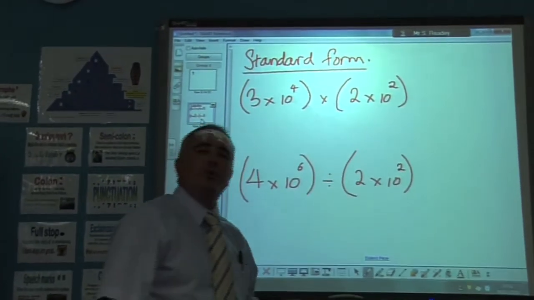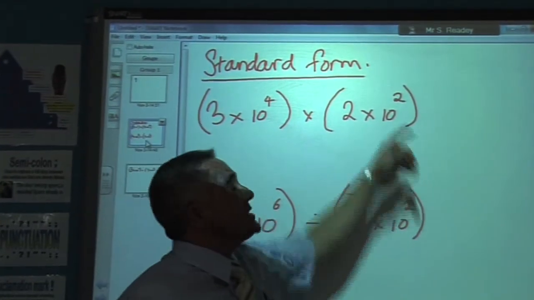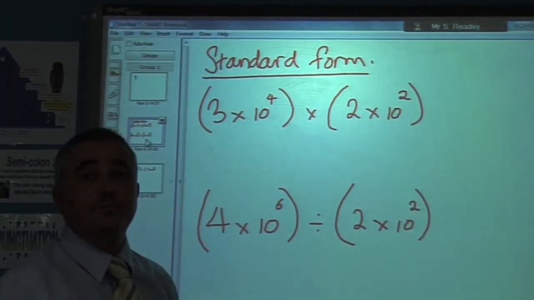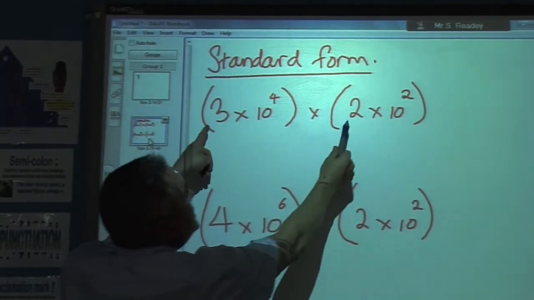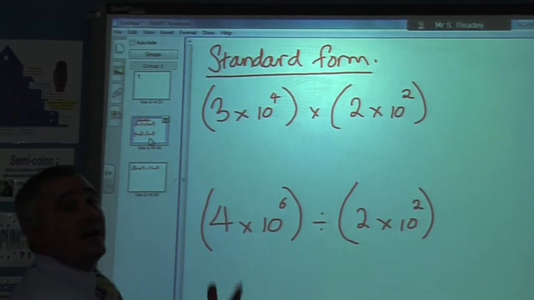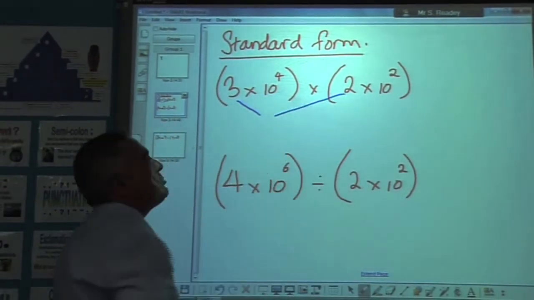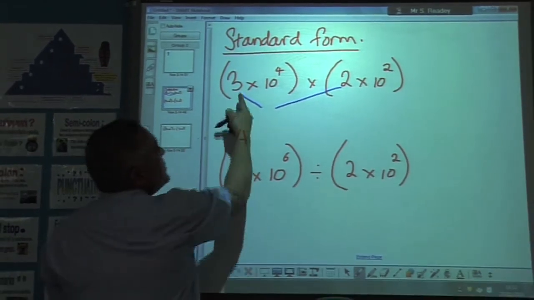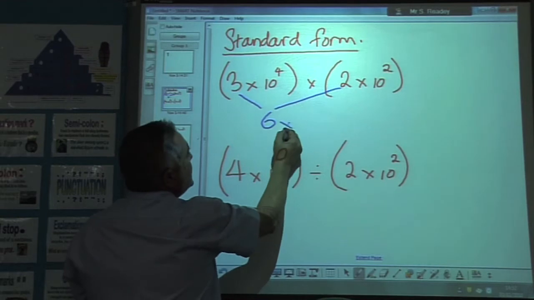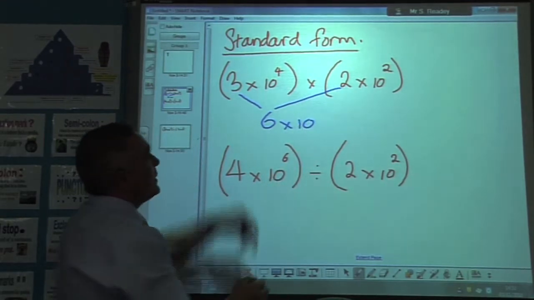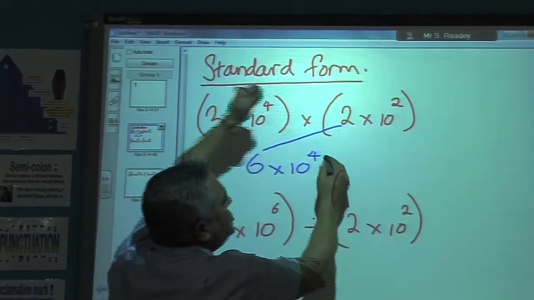3 times 10 to the power of 4 multiplied by 2 times 10 to the power of 2. What I like to be able to do is, first of all, bring your numbers down. Multiply your two numbers together. 3 times 2 gives me 6. That's times 10 to the 4 plus 2.